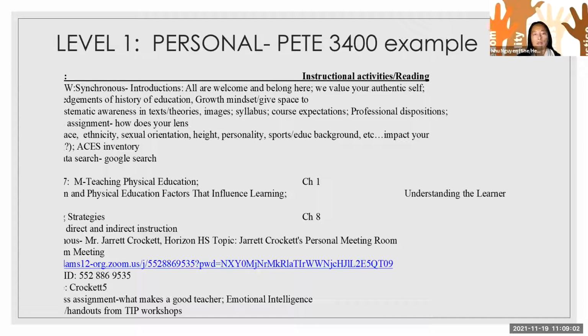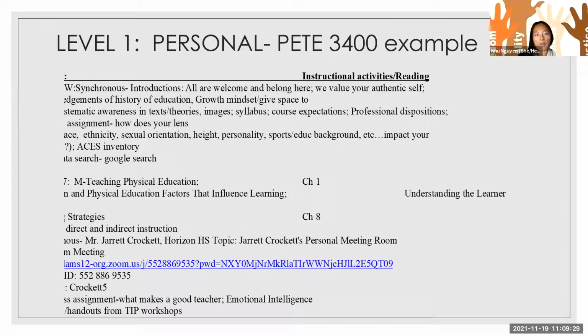We have these discussions in class on day 1 about how we want everybody to come to class with their authentic self. We talk about the acknowledgements of history and education. My particular area happens to be physical education and health, and even within my own content area, I still find ways to immerse students in conversations from the perspective of a future K-12 physical educator or health teacher as well.